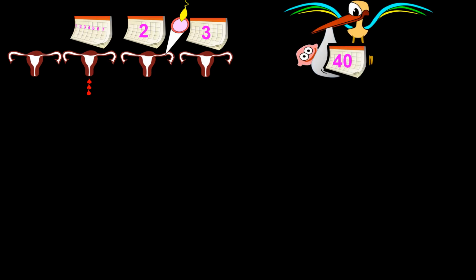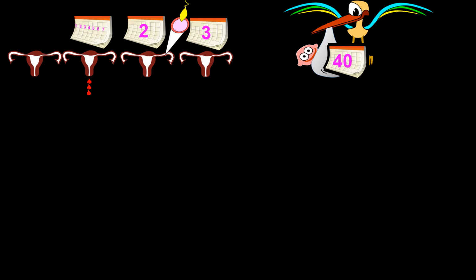Now I have added a figurine to indicate the joining of the ovum and the sperm. This event usually takes place in the Fallopian tube during the second week of the menstrual cycle. Next, I have introduced a fourth uterus and a calendar on top of it to indicate the third week after the onset of bleeding. The figure I have just introduced indicates the birth of the baby.